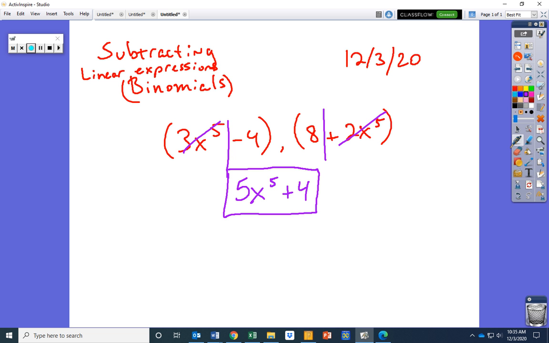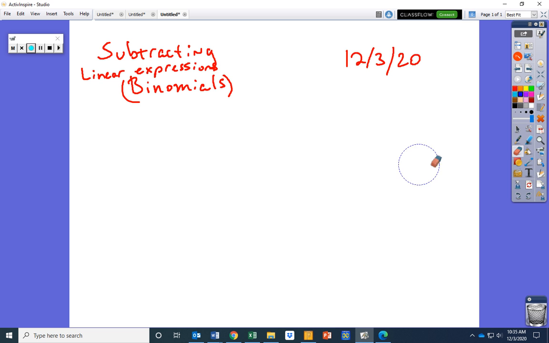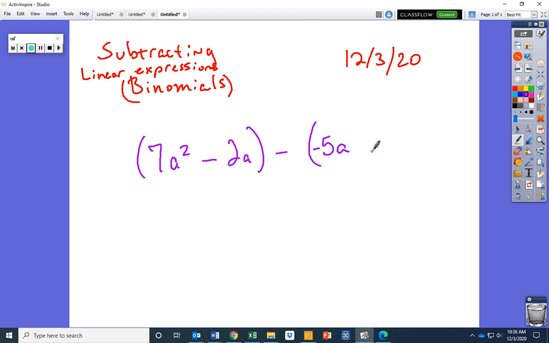Now, what we're doing today is going to be subtracting. How many of you remember when we did subtraction of integers, and if I had two numbers that were not normal that I was subtracting, what was my rule? Does anybody remember? What was my rule? Copy, add, opposite, okay? So, when you're subtracting binomials, let's say I have something like this. Let's say 7a to the second minus 2a, and I'm subtracting from that, let's say negative 5a plus 5a to the second.